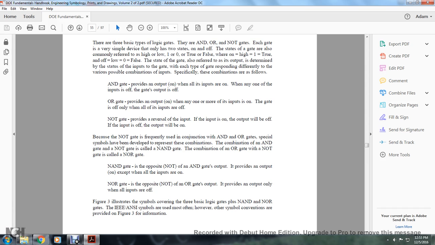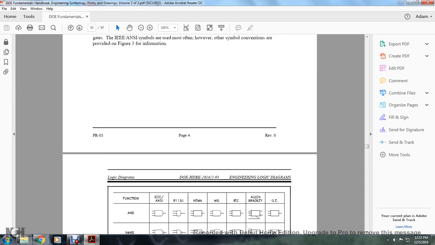It provides an output except when all the inputs are on. The NOR gate is the opposite of an OR gate output; it provides an output only when the inputs are off. Illustrated is the symbol conversion of the three basic logic gates with the NAND and NOR gates. The IEEE (Institute of Electrical and Electronics Engineers) and American National Standards Institute symbols are used the most often. However, the symbol conventions are provided in Figure 3 for information.